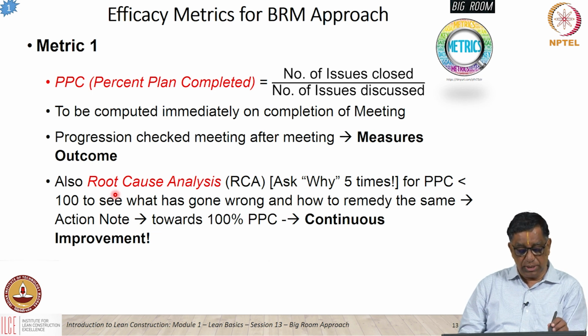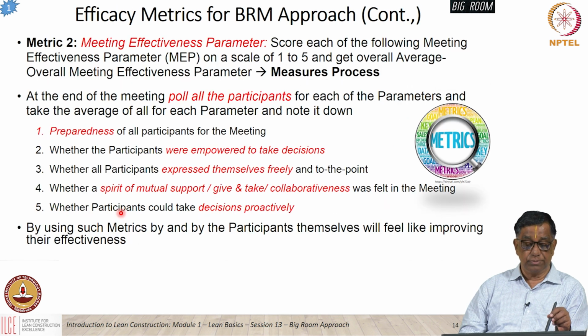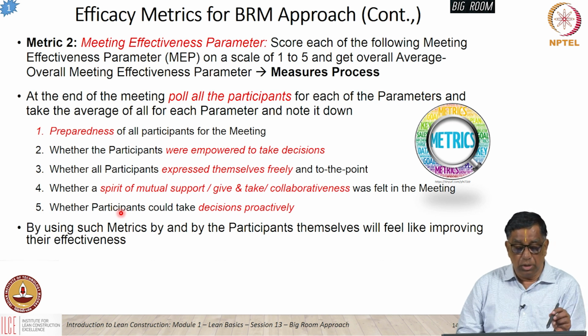Again, the root cause analysis approach from CPS was borrowed here, and one needs to ask why it was not done 5 times to go to the real root cause why convergence could not be achieved on any particular points. So, doing this over time, they improved their meeting process and they were able to get the PPC to a very high level. And the second metric actually was concerning the way the actual process in which the meeting was conducted. They called it the meeting effectiveness parameter or MEP.